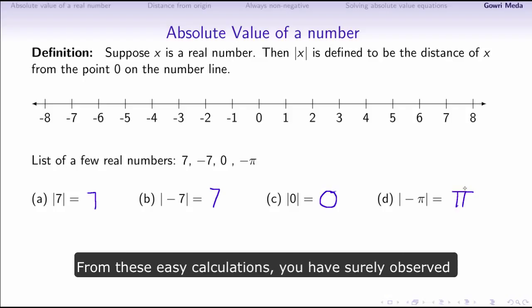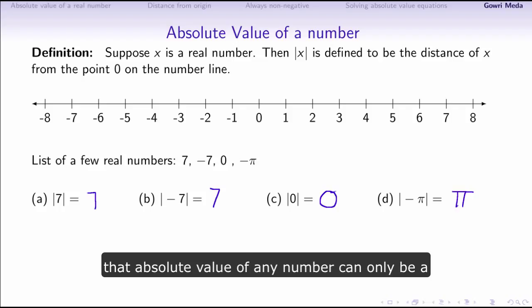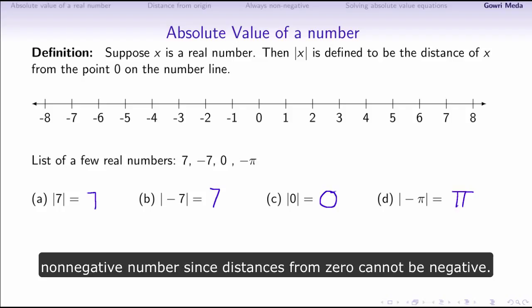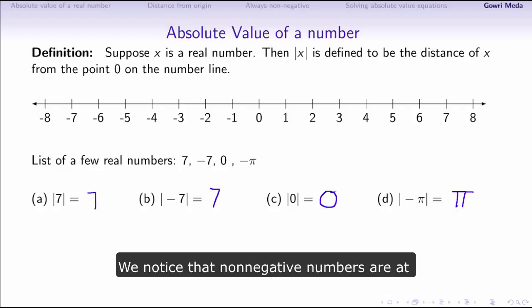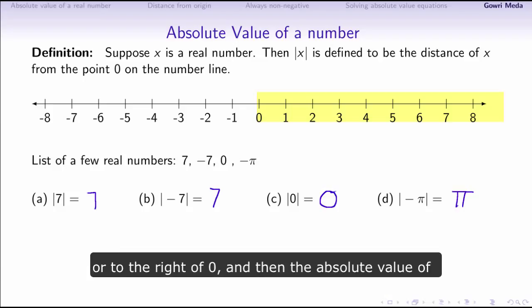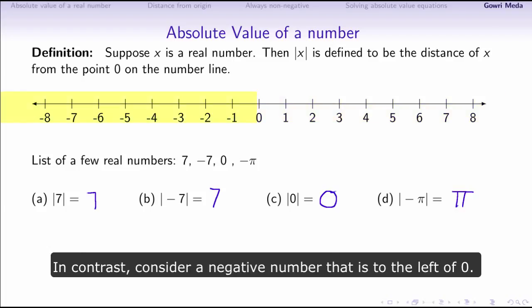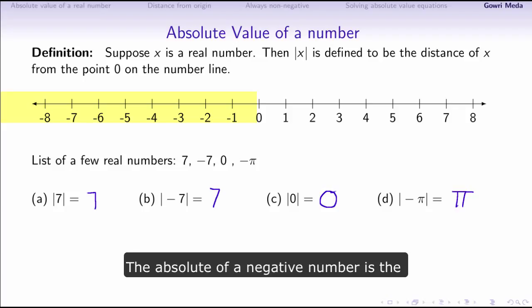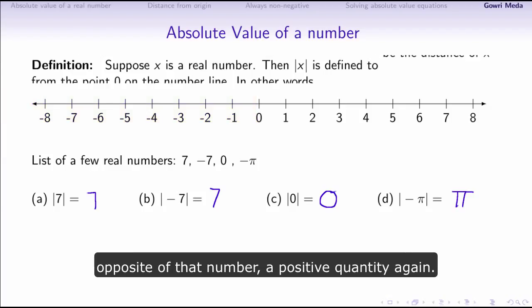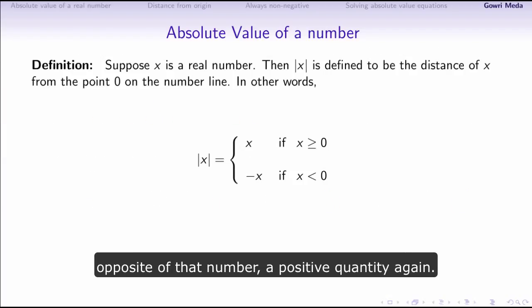From these easy calculations, you have surely observed that absolute value of any number can only be a non-negative number, since distances from 0 cannot be negative. We notice that non-negative numbers are at or to the right of 0, and then the absolute value of such a number is exactly the same as the number itself. In contrast, consider a negative number that is to the left of 0. The absolute value of a negative number is the opposite of that number, a positive quantity again.